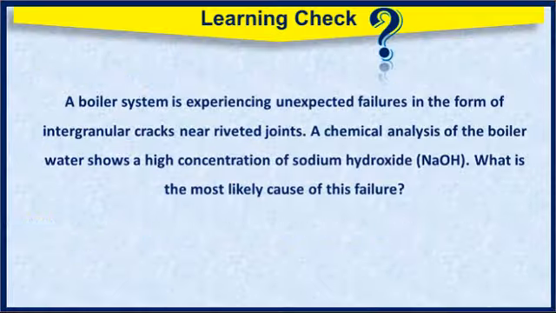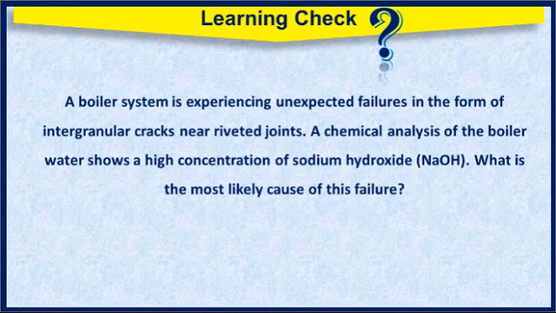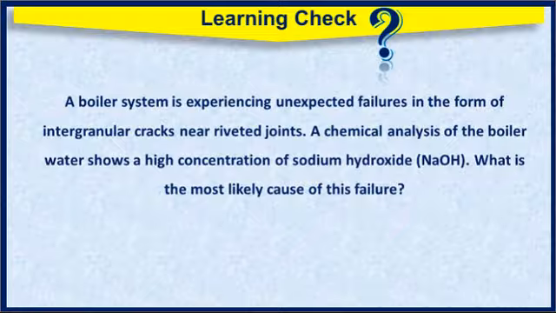Now, today's learning check. Please read the question displayed on your screen and think about it. A boiler system is experiencing unexpected failures in the form of intergranular cracks near riveted joints. A chemical analysis of the boiler water shows a high concentration of sodium hydroxide. What is the most likely cause of this failure?